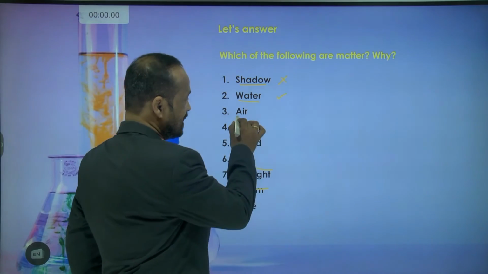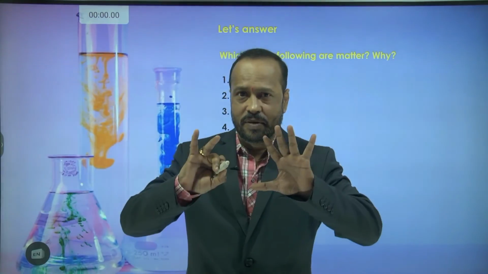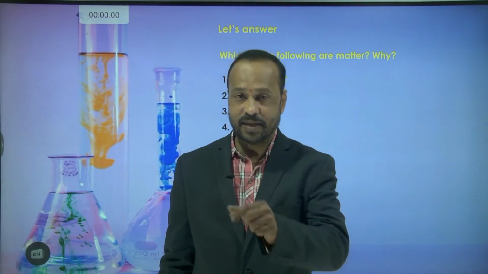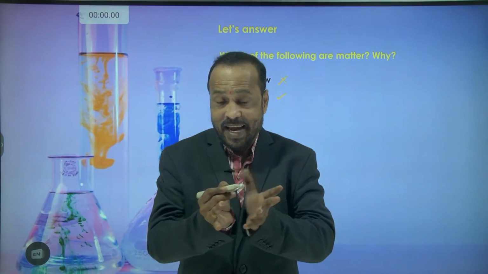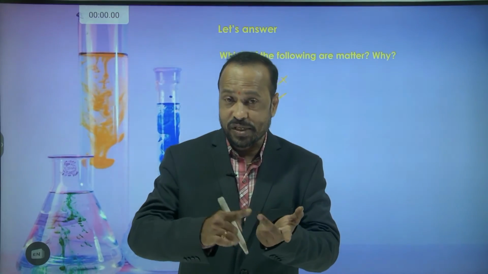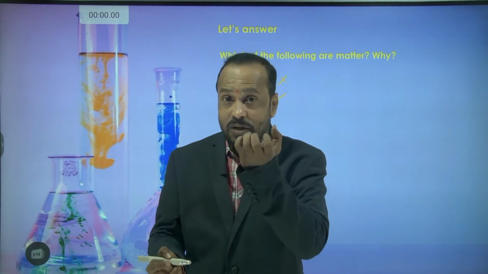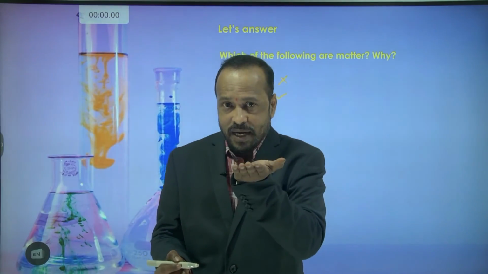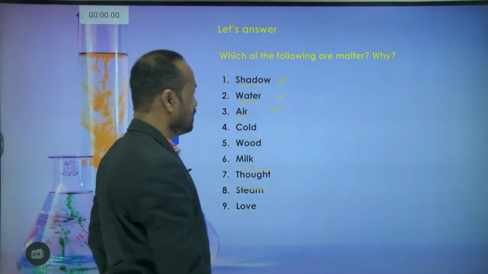Now a very important thing, that is air. Air you can't see. Can you see the air around us? Air you can't see. Does it come under matter? Yes, it also comes under matter because you already learned air is a mixture of gases. It consists of oxygen, nitrogen, carbon dioxide, and many other gases. All these are particles, and these particles have some mass and they're occupying some space. So air also comes under matter.